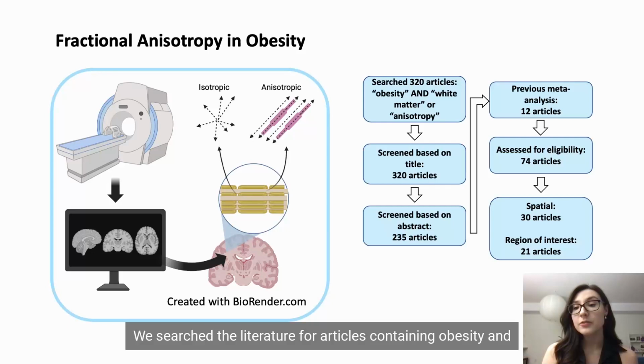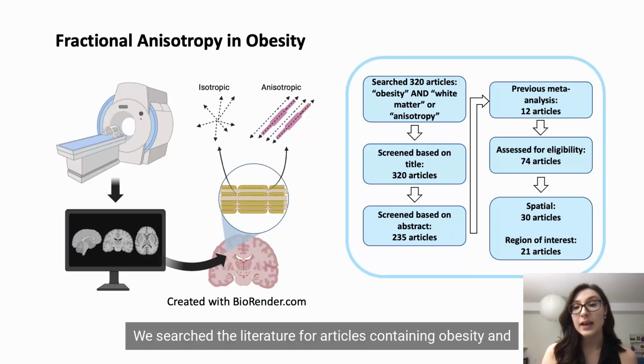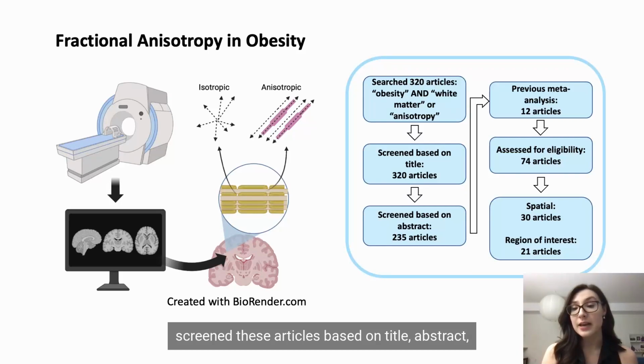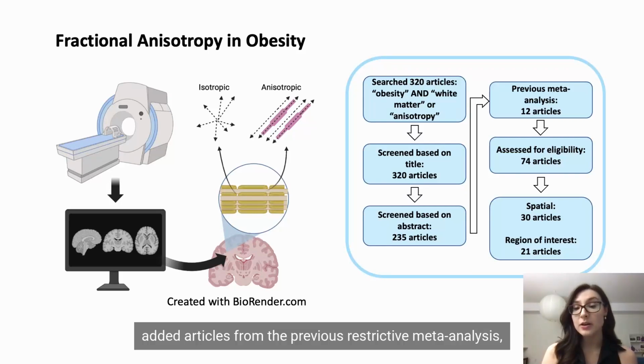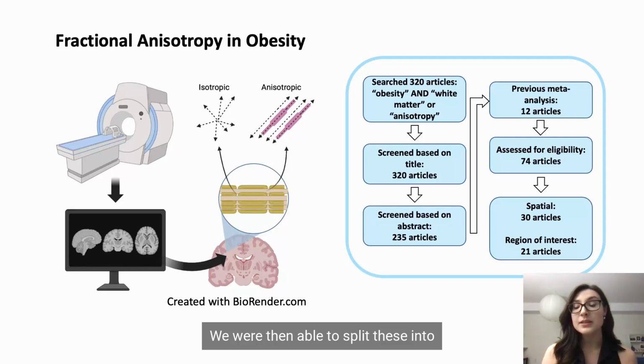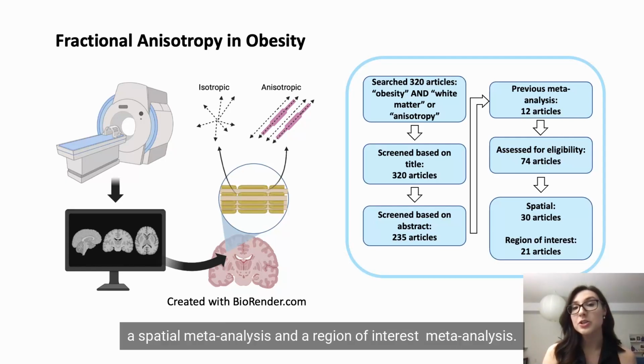We searched the literature for articles containing obesity and white matter or anisotropy, screened these articles based on title and abstract, added articles from the previous restrictive meta-analysis not found in the search results, and assessed the articles for eligibility. We were then able to split these into two different meta-analyses, a spatial meta-analysis and a region of interest meta-analysis.